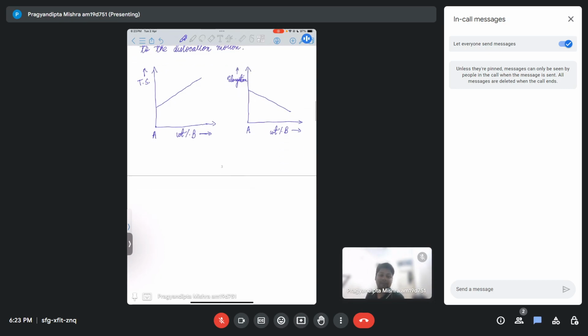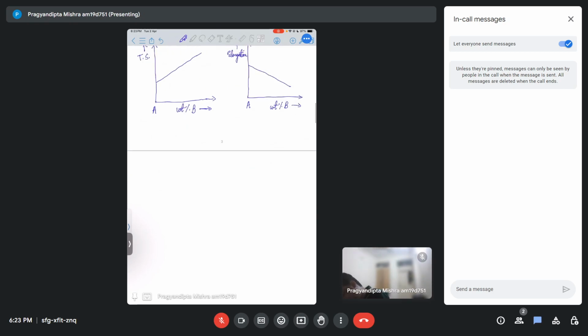Okay. So now let's talk about the different types of solid solution that we can see. How do we distinguish between solid solutions? It's divided into two halves: substitutional solid solution and interstitial solid solution.